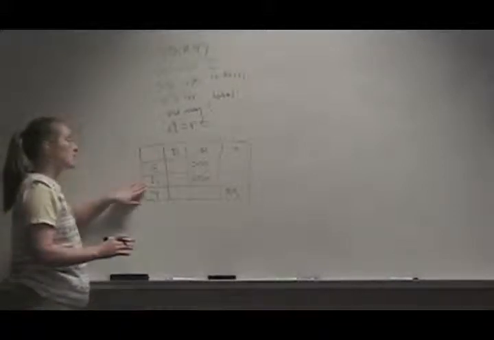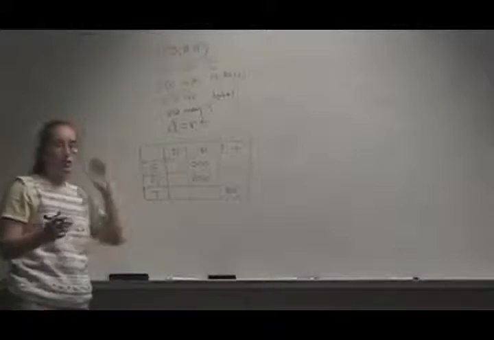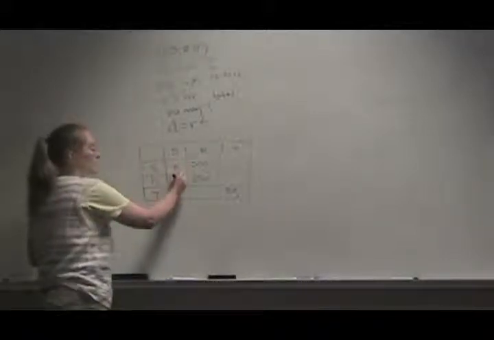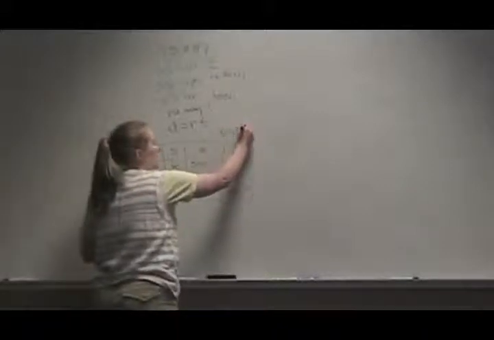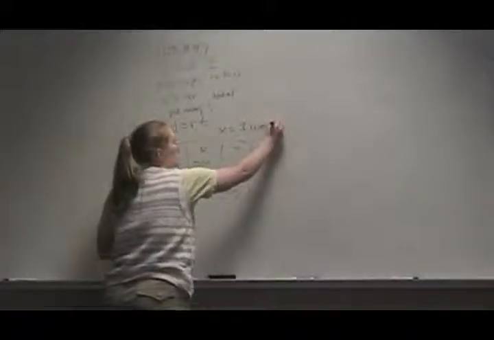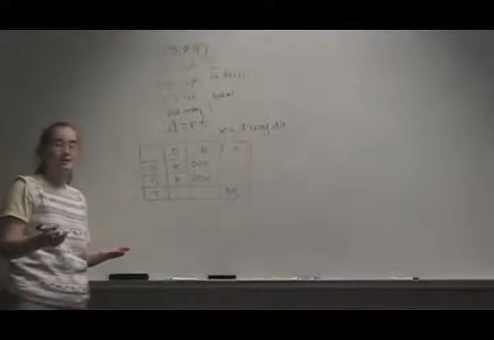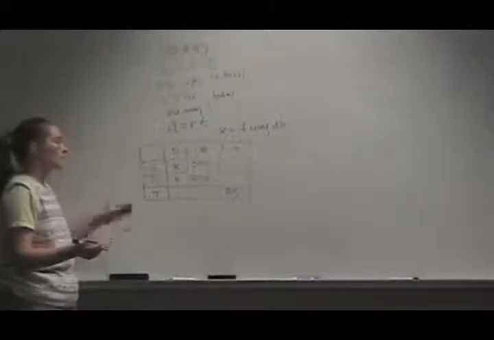First, I know the distances are the same, because remember, they're going one way and they're coming back the same way. So I'm going to set this equal to x. So x is going to be my one-way distance. This also makes sense because this is what I'm trying to find. And it always helps if you can set your variable equal to what you're trying to find.